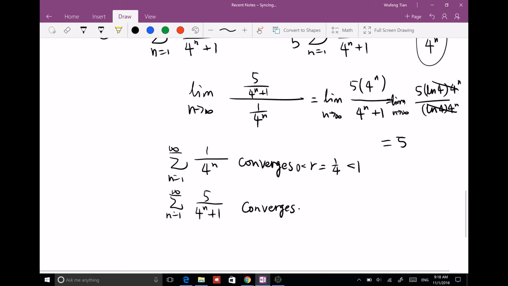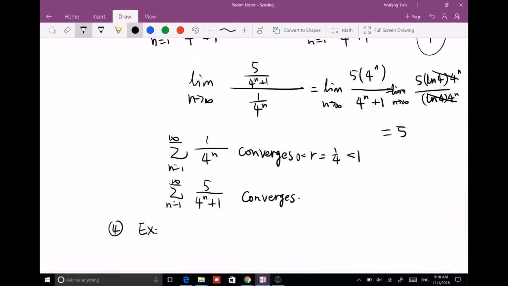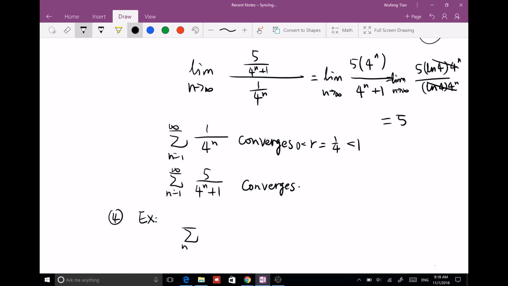All right, so more examples. How about the series n from 1 to infinity of 1 over the square root of n squared plus 1. 20 seconds.